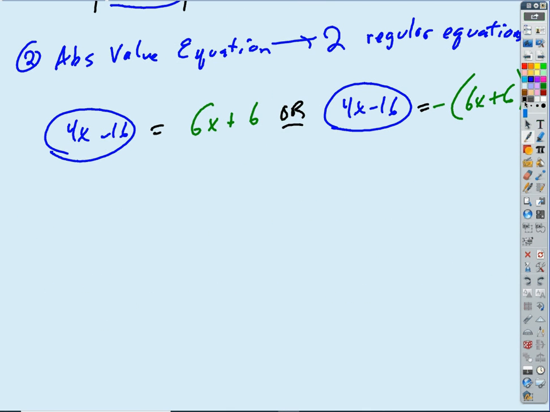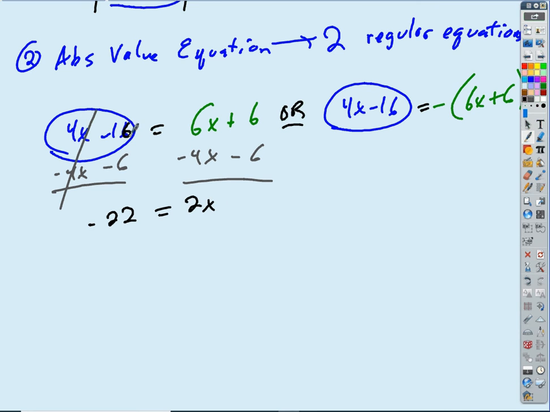How about over here? What are the steps to isolate the x? Where am I going to push the x's? To the right. I'll subtract 4x. So I'm going to push the numbers the other way, right? I'll subtract 6. And so one answer I get is negative 22 equals 2x, it's hard to read. So if I divide by 2, what do I get? Good. So x equals negative 11 is one solution.